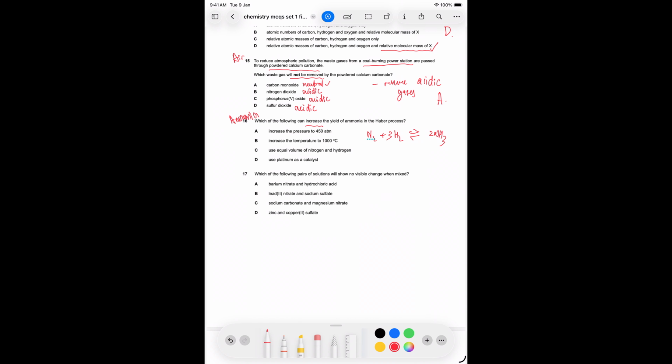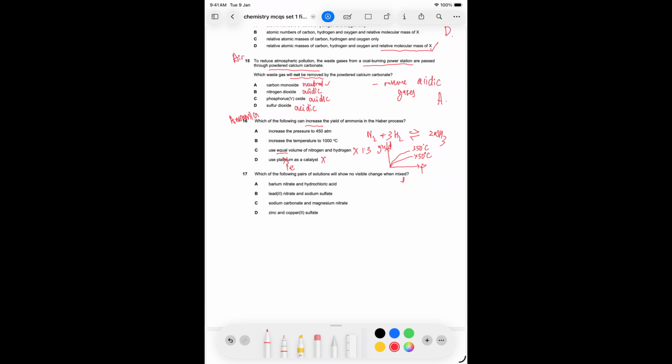Which of the following will actually increase the yield of ammonia? Just do by elimination. If you use equal volume, it doesn't work because the ratio is 1:3. And if you use platinum, platinum is not a catalyst. It should be iron, so it's wrong as well. Next is if you increase the pressure to 450 or increase the temperature to 1000. For the Haber process graph, let's say this is the temperature, 350 degrees Celsius, this 450 degrees Celsius, and so on and so forth. This is actually pressure, and this is your yield.